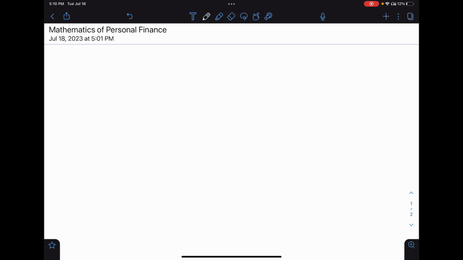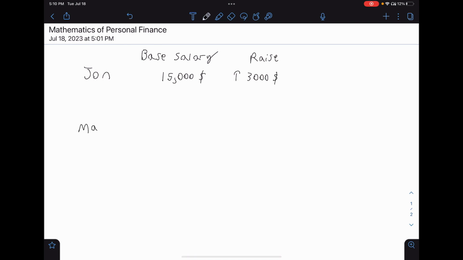So let's take John, for example. John has a base salary of $15,000. His raise was an increase of $3,000. And then we have Mark. Mark's base salary is $110,000. Mark is making significantly more money than John, and he also had the same raise. He had a raise of $3,000.